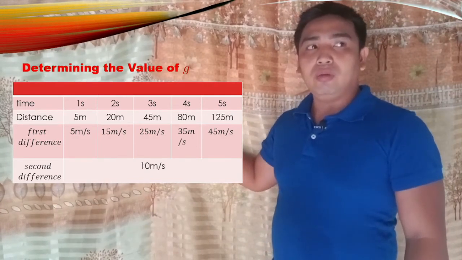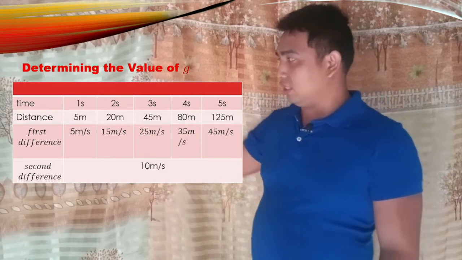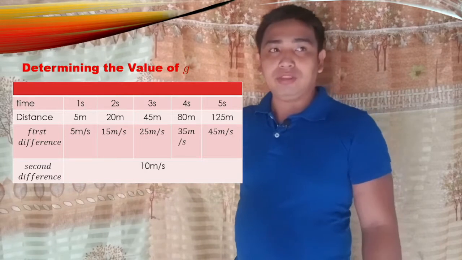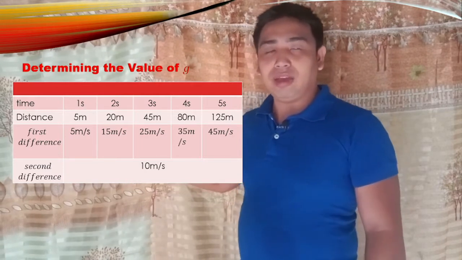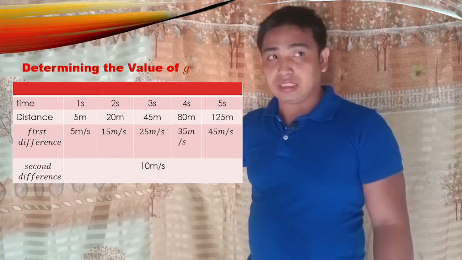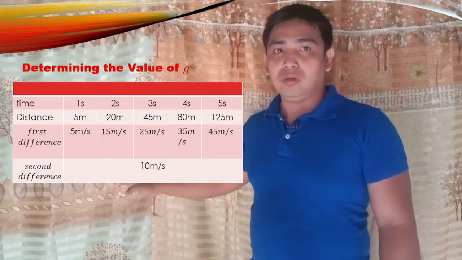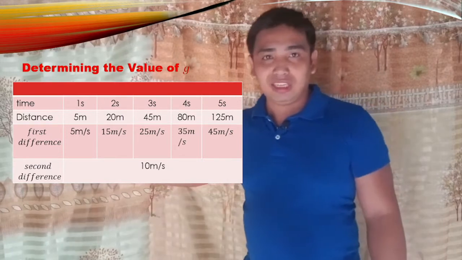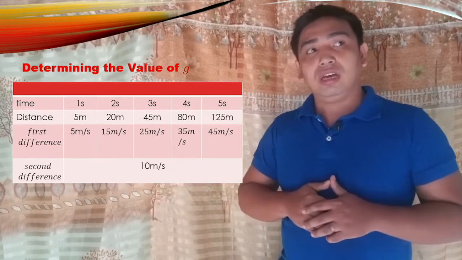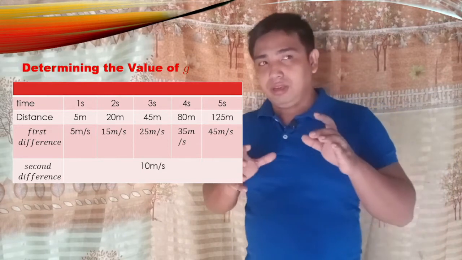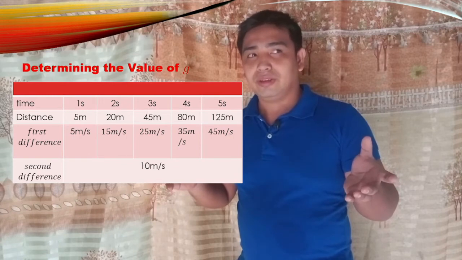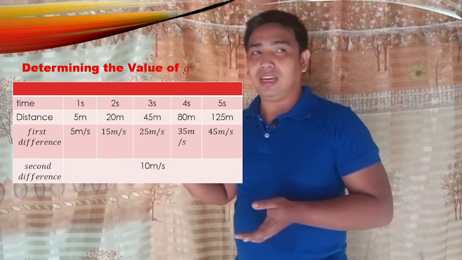And then we're gonna get the second difference, that is 15 minus 5, which is 10, 25 minus 15, which is 10, 35 minus 25, which is 10, and 45 minus 35, which is 10. You will see that the second difference is constant, and that is around 10 meters per second in this analysis.